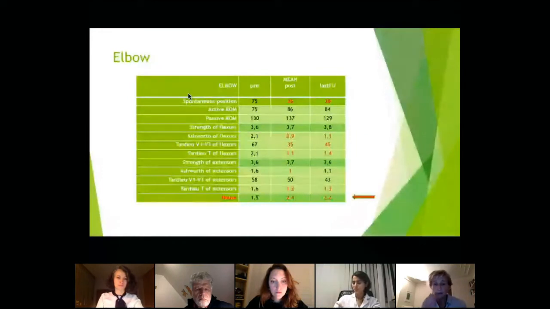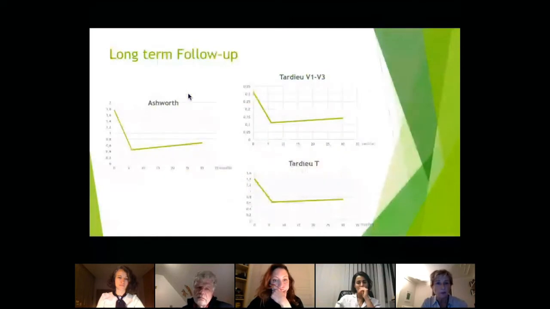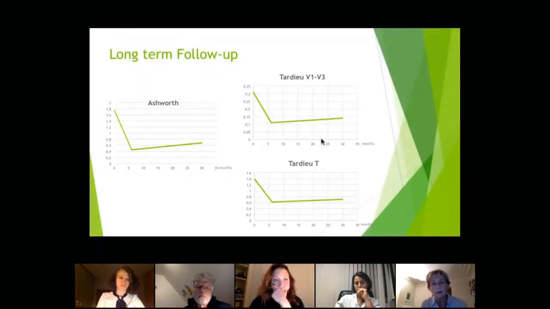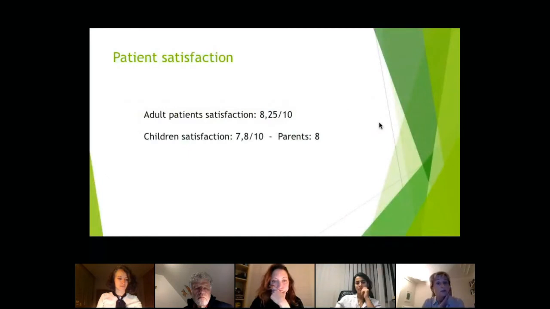And finally, the functional result as graded by the House scale shows some improvement. It's the same for the other results. We won't go into that. The last thing I want to say is that if we look at the long-term follow-up, there is a little bit of recurrence of the spasticity, but to a level which is not significant and has not been found impairing by the patients. The goal has been attained in 92% of the cases, and this is the patient satisfaction.